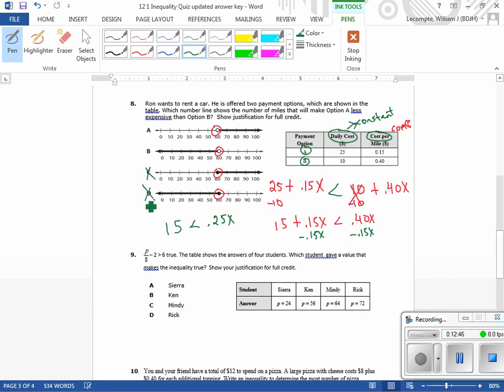So now I look at A and B. Well, I'm reading from right to left. So it actually says that 0.25x is greater than 15. I don't have a negative sign, so I'm not going to change my inequality. So I'm reading that x is greater than 60. So if I look at this, that tells me that A has to be the answer, not B.